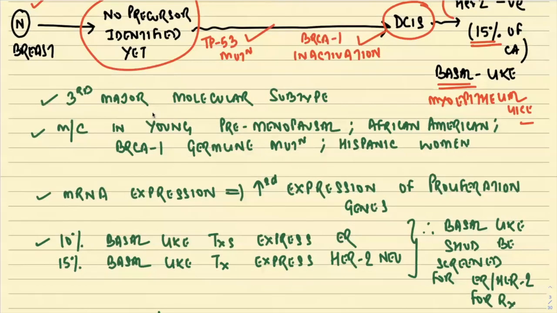It is most common in very young premenopausal African American women, and they harbor BRCA1 germline mutations, also seen in Hispanic women. The mRNA expression, again, shows an increased expression of proliferation genes. Okay, very, very important. Remember, 10% of the basal-like tumors might express ER and 15% might express HER2. Okay, so what is the importance? Any basal-like tumor, if it is there, should always be screened for ER and HER2, because 10% of the basal-like tumors might express ER and 15% might express HER2. Now you tell me why it is important to find ER and HER2 positivity.